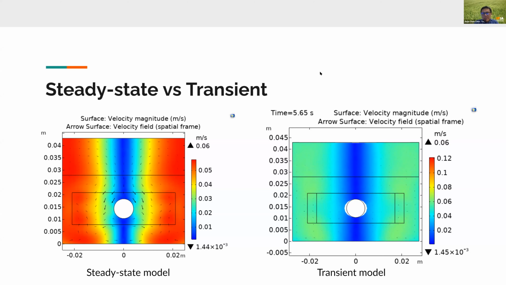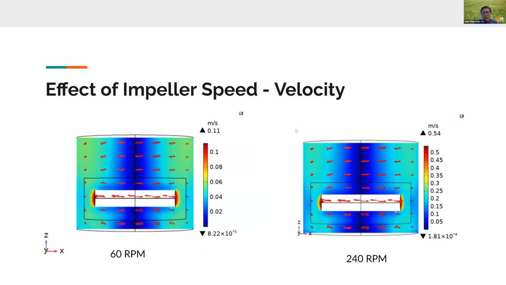Next slide, please. So in our model, next slide, please. Okay, I did advance the slide. You should be seeing effective impeller speed velocity. Okay, is that what you see? I see it now.